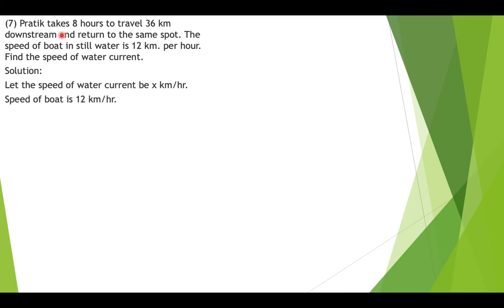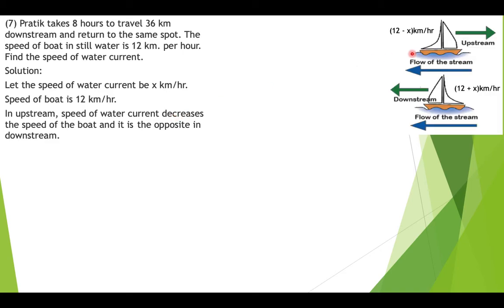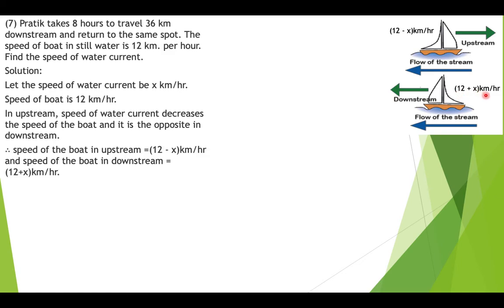So first assume, let the speed of the water current be x kilometers per hour. The speed of the boat is 12 kilometers per hour, it's given. In upstream, remember this, the speed of the boat decreases because of the water current. When it is going in the upstream, the speed will be decreased, so it will be 12 minus x kilometers per hour. Whereas in the downstream, it is flowing along with the water, so the speed of the boat is assisted by the water current. So it is 12 plus x kilometers per hour. Therefore, the speed of the boat in upstream is equal to 12 minus x kilometers per hour, and the speed of the boat in downstream is equal to 12 plus x kilometers per hour.